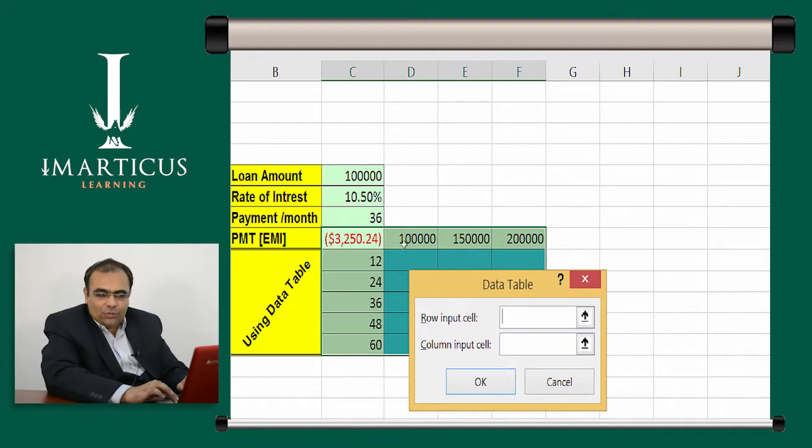So I will not select any one of these values, but I will select this loan amount. Remember, we are doing this entire table's calculation on the basis of this 3250.24, and this 1 lakh loan amount is instrumental in getting this answer here in the PMT function, right? Okay, so I've taken the reference of C5 where it asks for a row input cell. Similarly, I think it's anyone's guess now to say that in place of the column input cell, which is meant for number of months, I will not take any one of these figures, I will take this figure. Okay, and that's it. I can now click OK, and there you go.